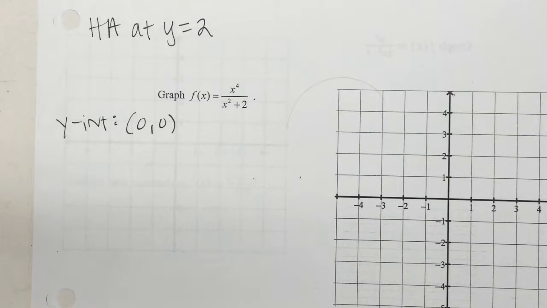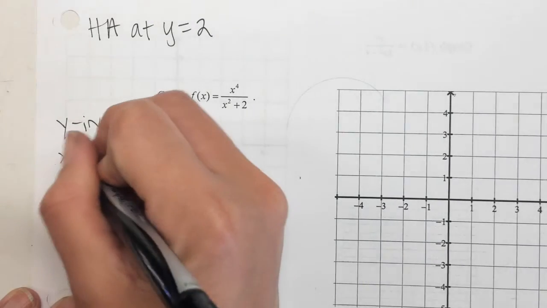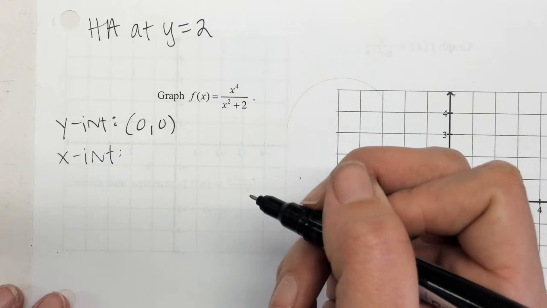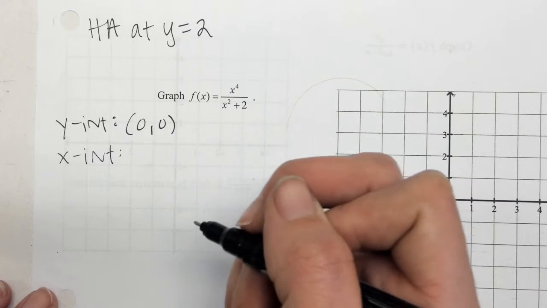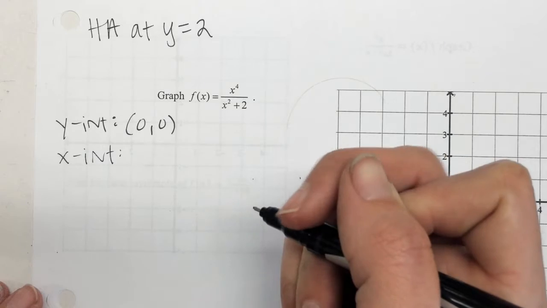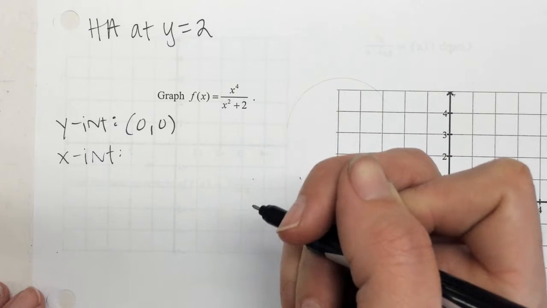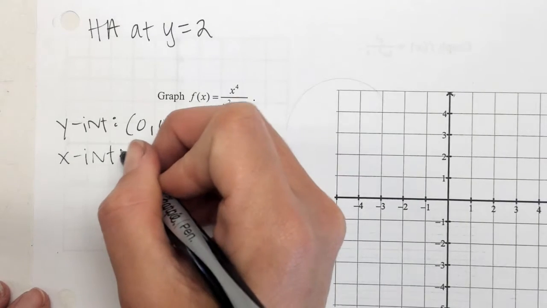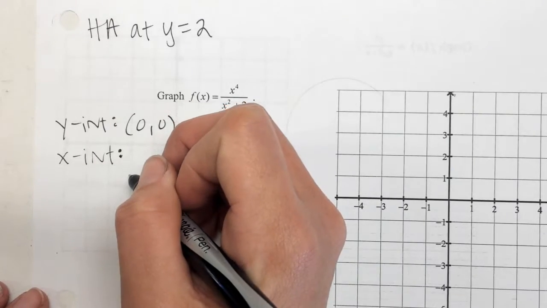Alright, x-intercept. You set what to 0, Darren? How'd you get 0 through? Darian, for x-intercept, you set what to 0? X squared plus 2. No, not x squared plus 2. For x-intercept, you set y to 0, right? Did you answer my question?